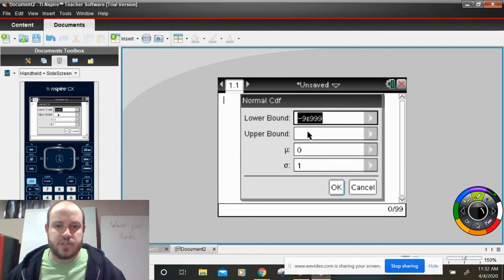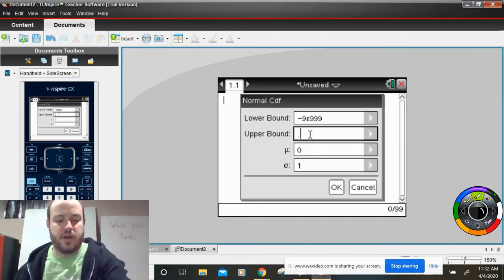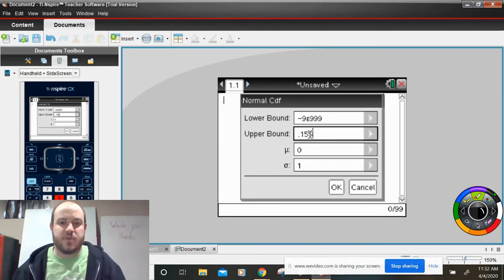All right. So we're going to go from negative 9999, which remember it kind of defaults as that. If not, you can always just put in negative 9999. And then we're going to go up to the 0.155 that we got for our sample. This is the proportion of women who reported a BMI of 25 or higher in our sample of 200 women from the school that self-reported.